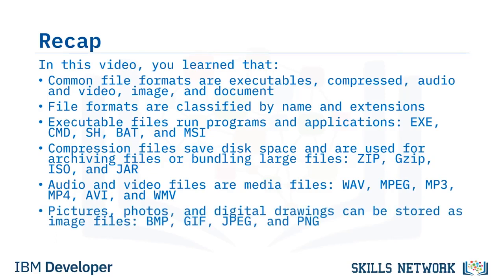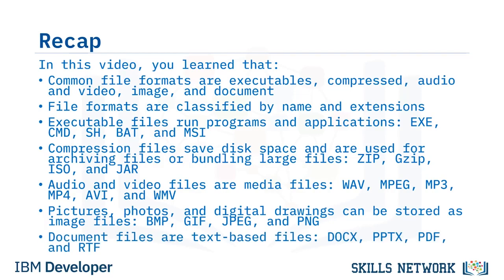Pictures, photos, and digital drawings can be stored as image files. Examples of common image files are BMP, GIF, JPEG, and PNG. And finally, document files are mostly text-based files, like DocX, PPTX, PDF, and RTF.